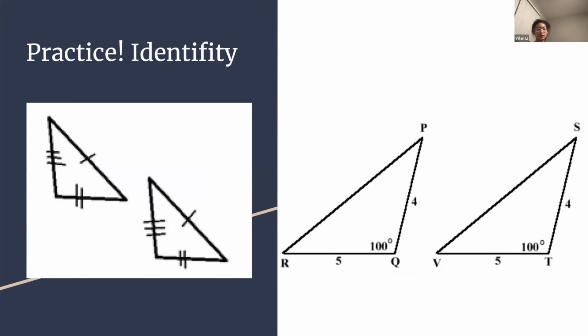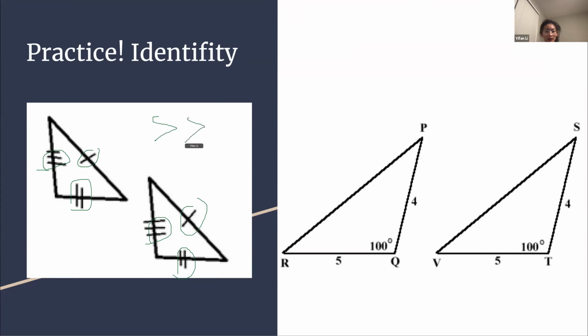So for this one, you can see that they are all congruent. Okay, you can see that this one is congruent to that one, this one is congruent to that one, and this one is congruent to that one. So this is a side, side, side problem.